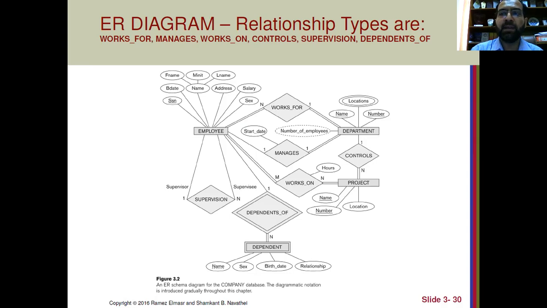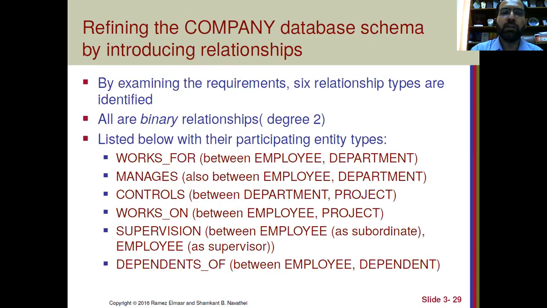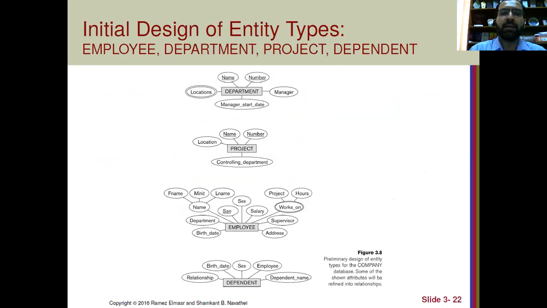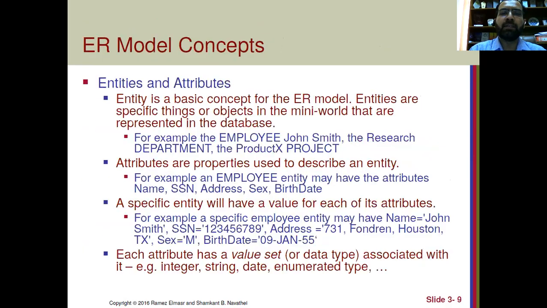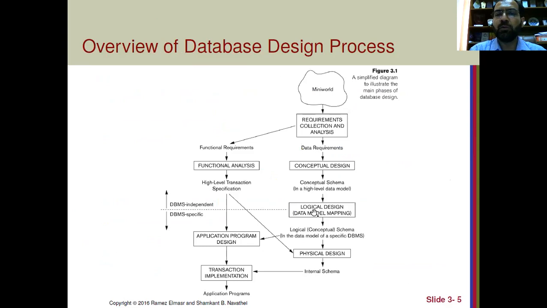So that is the basics of ER, and we will continue to add some more details, and we'll move toward the extended model, and there we can see how we can represent those relationships. So here you can see all these relationships are defined: works for, manages, controls, works on, supervision, employee, and dependents of. We have seen the diagram initially, and in this diagram you can see that you have the mini world, you have the requirement, and you build the conceptual design. So that is your conceptual design.